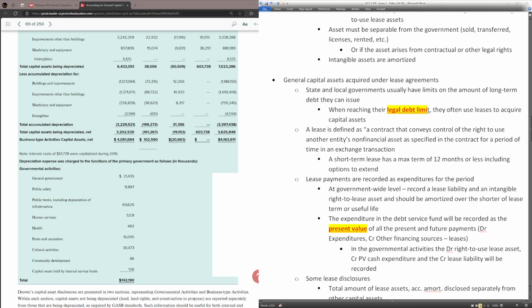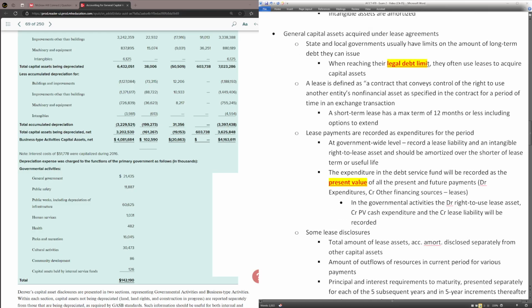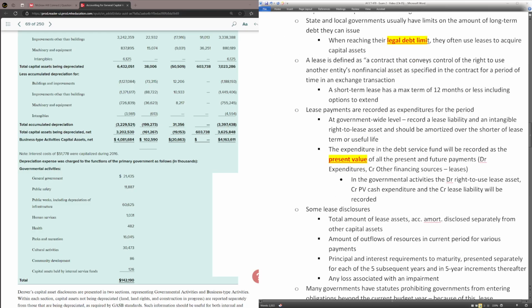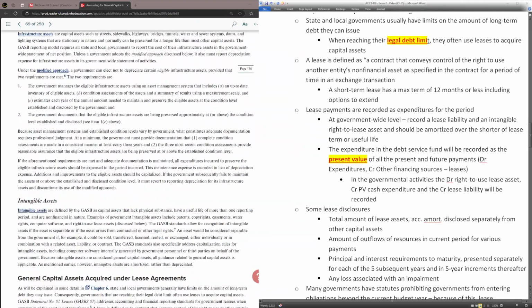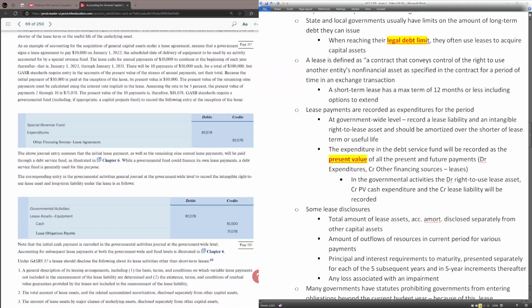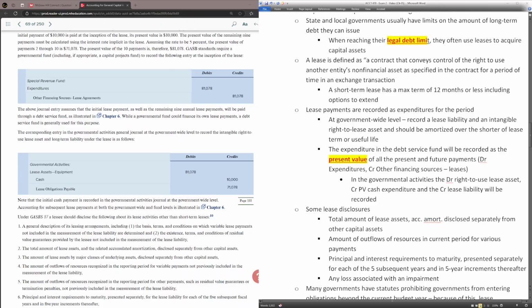A short-term lease has a maximum of 12 months. You have to remember it has to include any options to extend. Lease payments are recorded as expenditures for the period. At the government-wide level, okay, these are going to be two different ways. Let me see if I can scroll down here. So here we've got these, and we're going to look at it again in the homework.